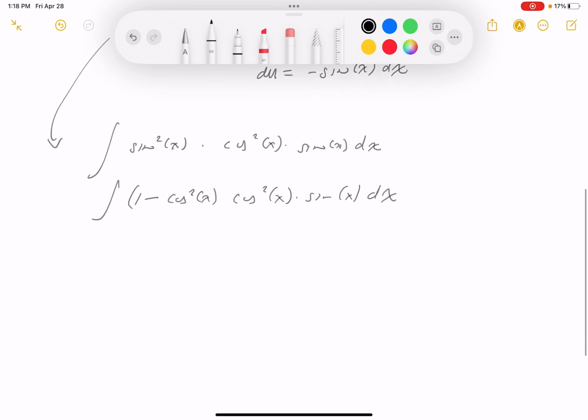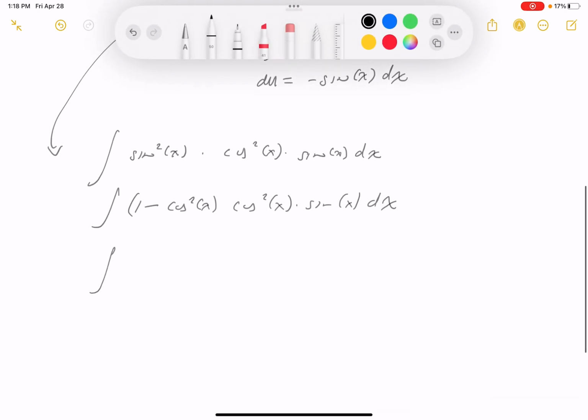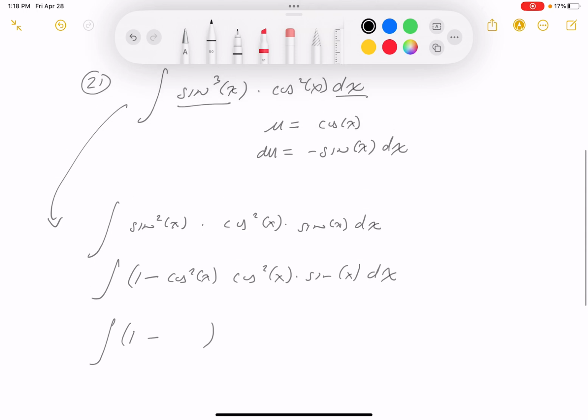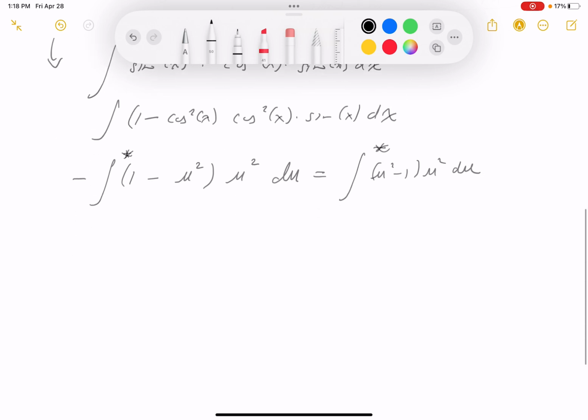Let's make our substitutions, one step at a time. So 1 minus, well, remember cosine I said was u, so it's going to be u squared. Cosine squared is going to be u squared. And sine x dx is going to be minus du. I'll put a little star over here indicating we're going to go back to the x's later on. Let's put this down. What are you going to get over here? I'm going to write it as u squared minus 1 now, times u squared du. I'm going to expand that.